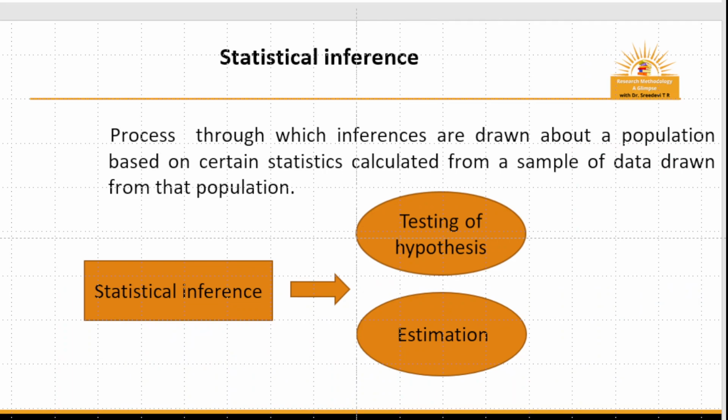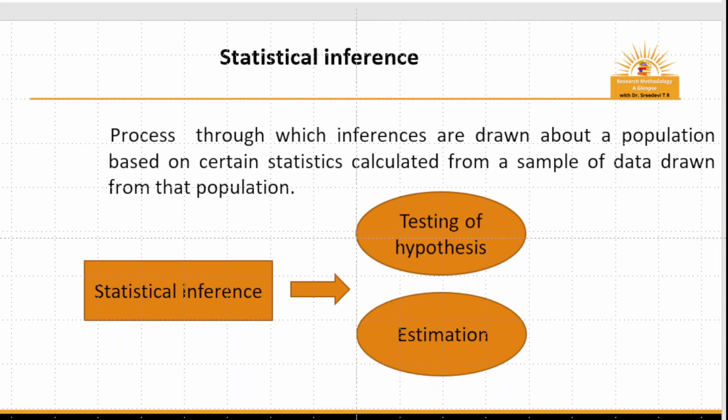Statistical inference is a process through which inferences are drawn about a population based on certain statistics calculated from a sample of data drawn from that population. That is, it's a process by which conclusions or inferences are drawn about a population based on a sample drawn from that population. When we do a study, we do a sample study. We take a portion of the population, that is the sample, and do the study.